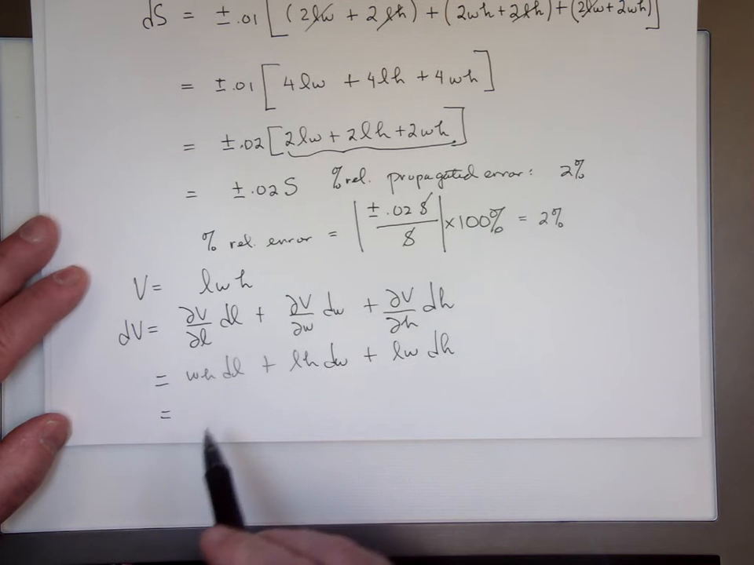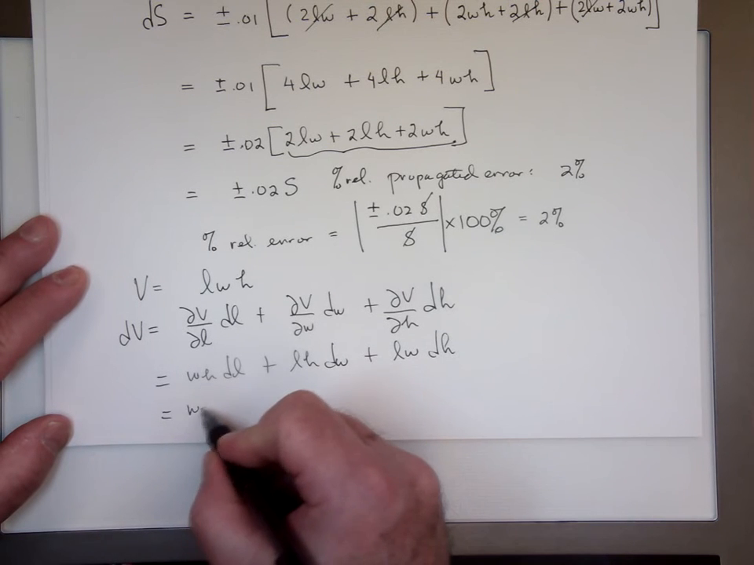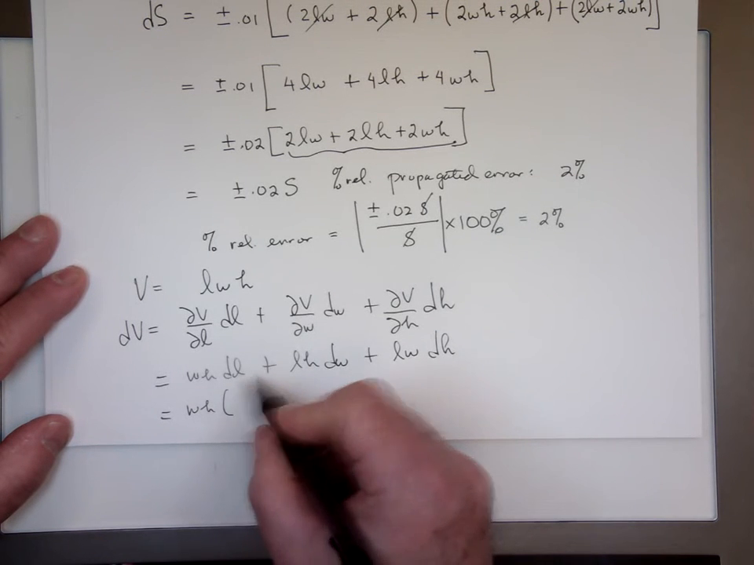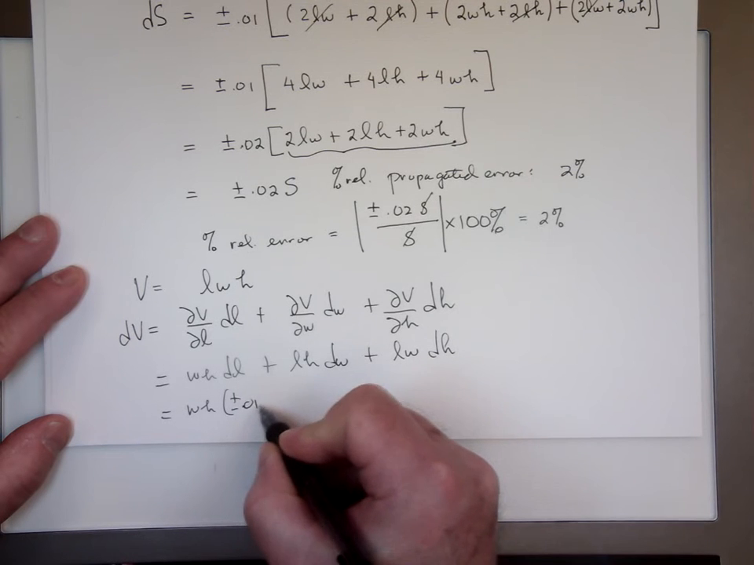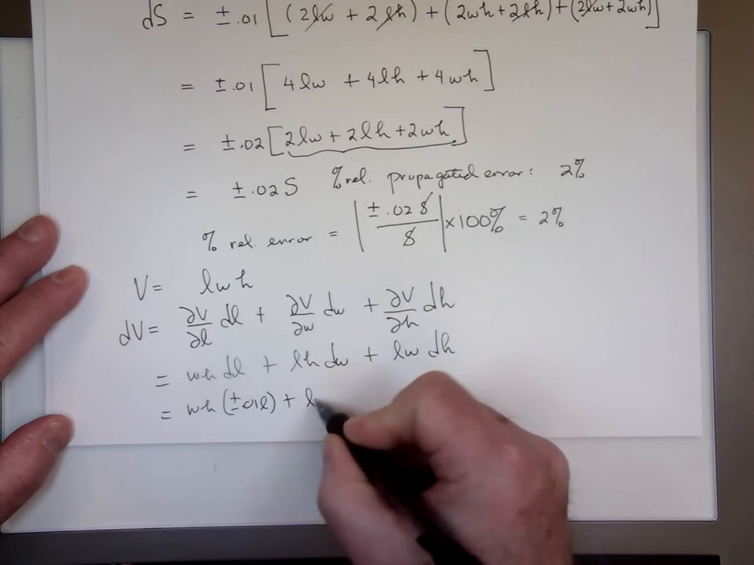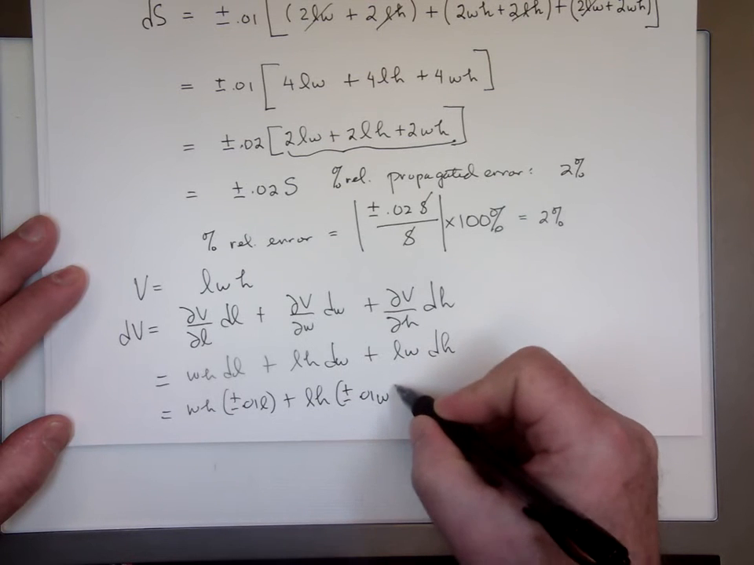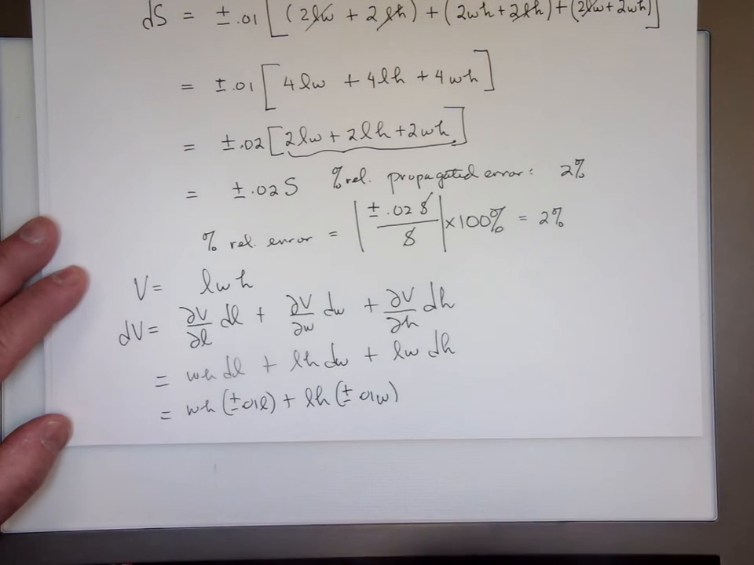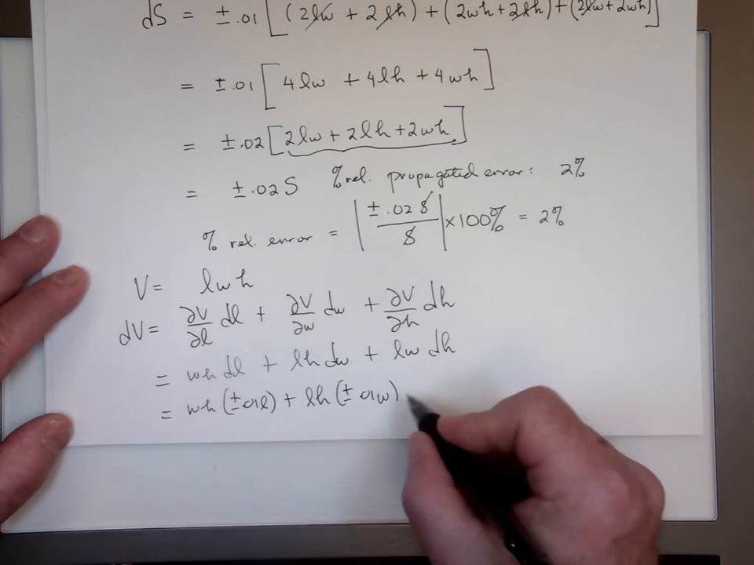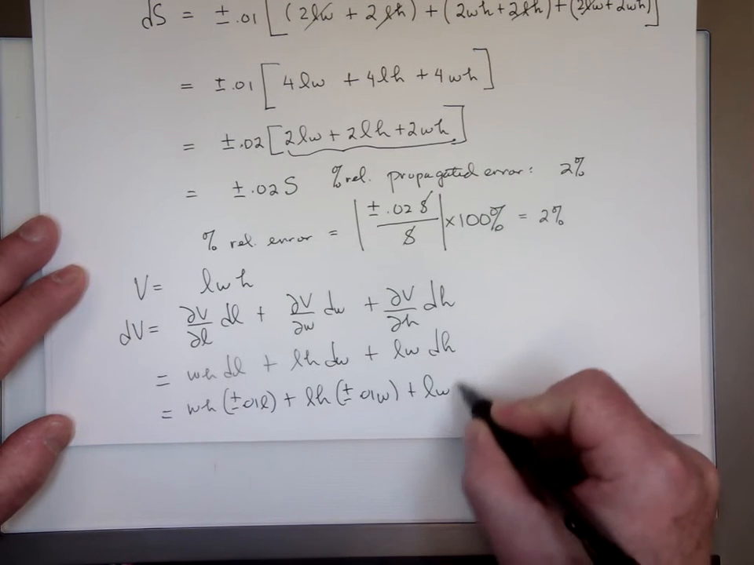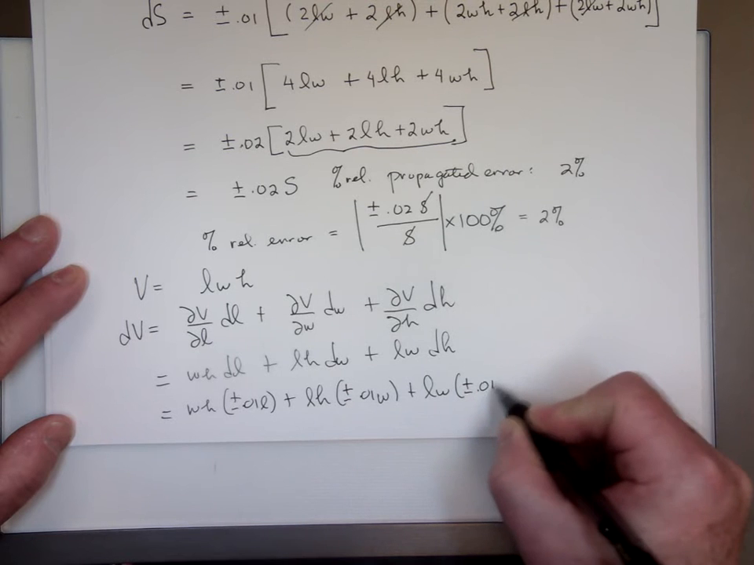So we have WH and we have a 1% error in L. We have LH and a 1% error in W. And these errors don't have to be the same. We could vary the errors too, okay? But I chose 1% for some reason. LW.